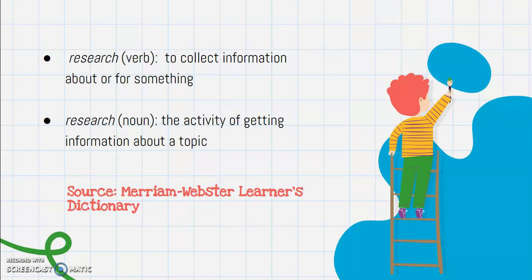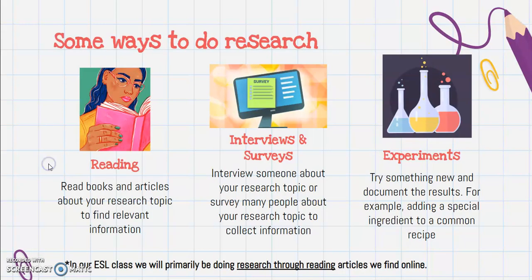Research can be a verb or a noun. As a verb, an action, it means to collect information about a topic. As a noun, it's the activity of getting information about a topic. So there are many different ways to do research.